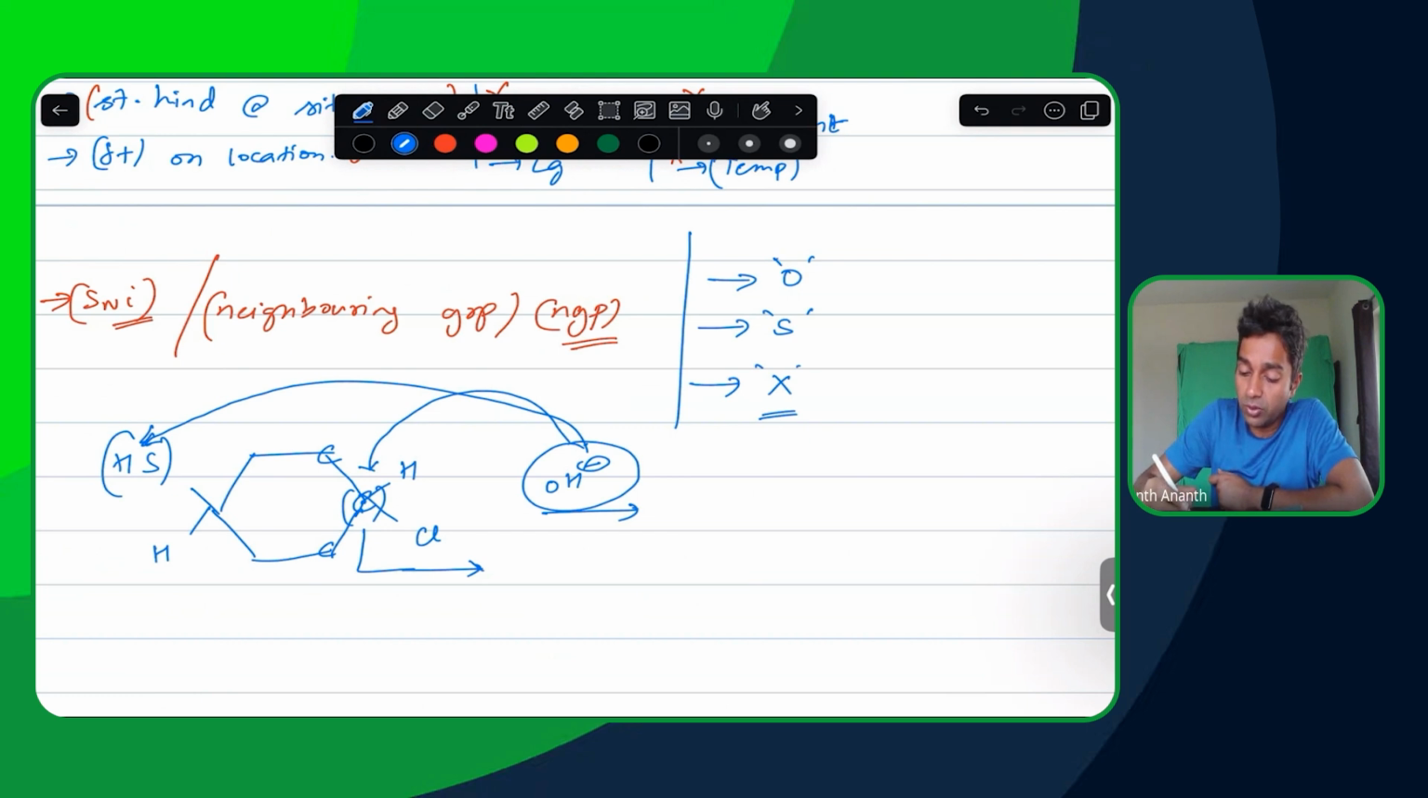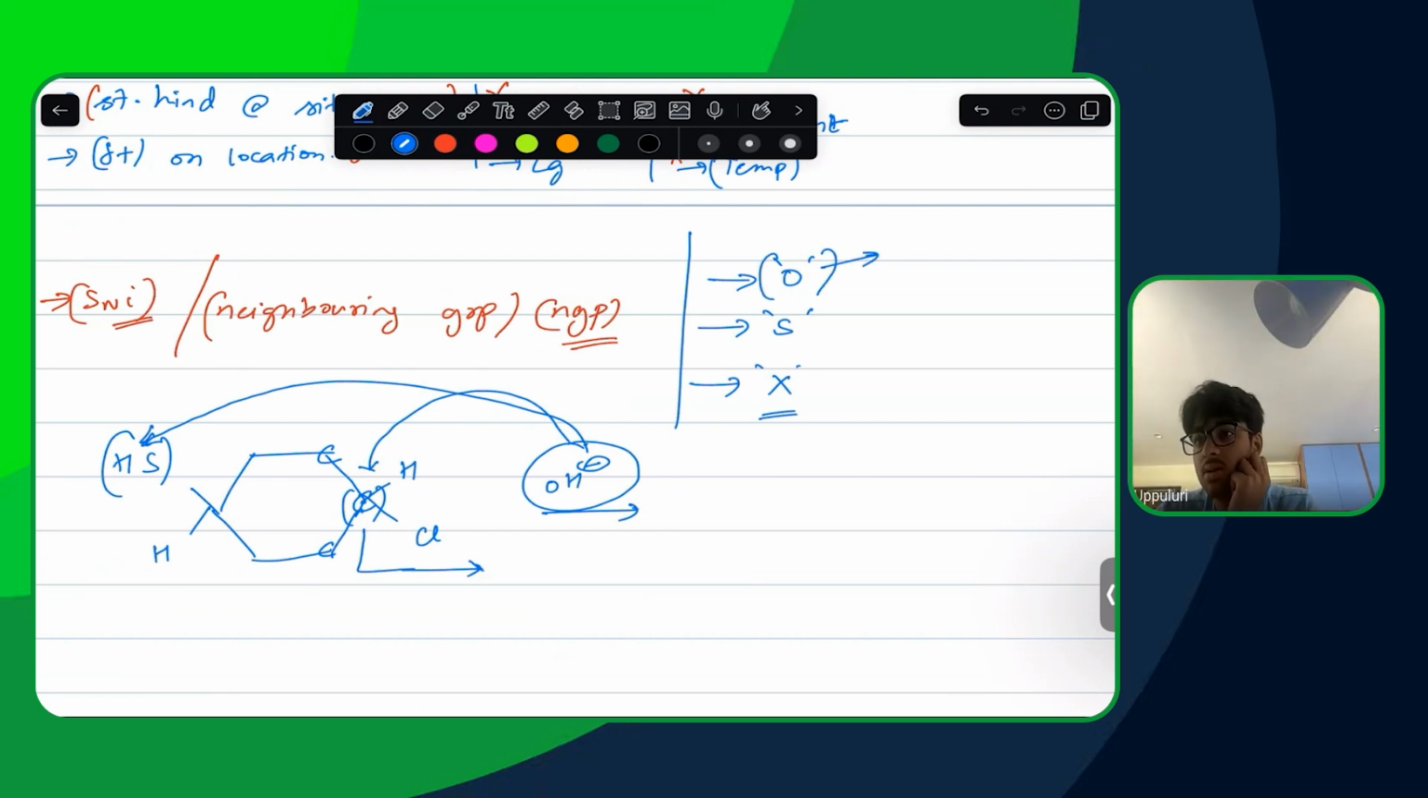For instance, if I'm going to be looking at oxygen, what is the ring size it prefers to form? 3. No.